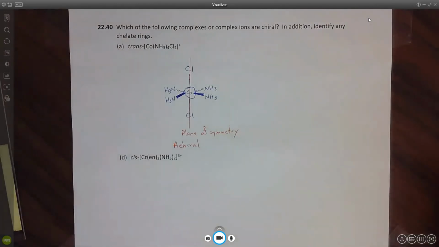Okay. And chelate ring. Well, chelate rings can only be formed by polydentate ligands. Since these are all monodentate, there's going to be no chelate rings.